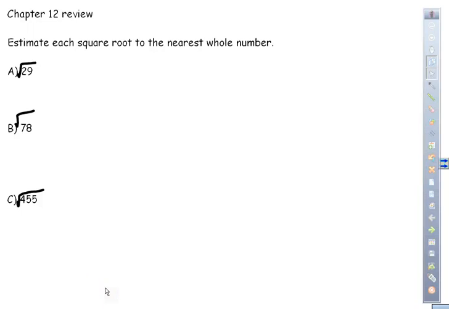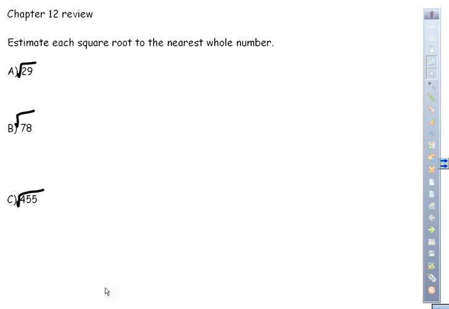Chapter 12 Review. This is on estimating each square root to the nearest whole number. I'm going to let you go ahead and, if you'd hit pause, let the students solve these three problems, and then we'll check our answers. So go ahead and hit pause.